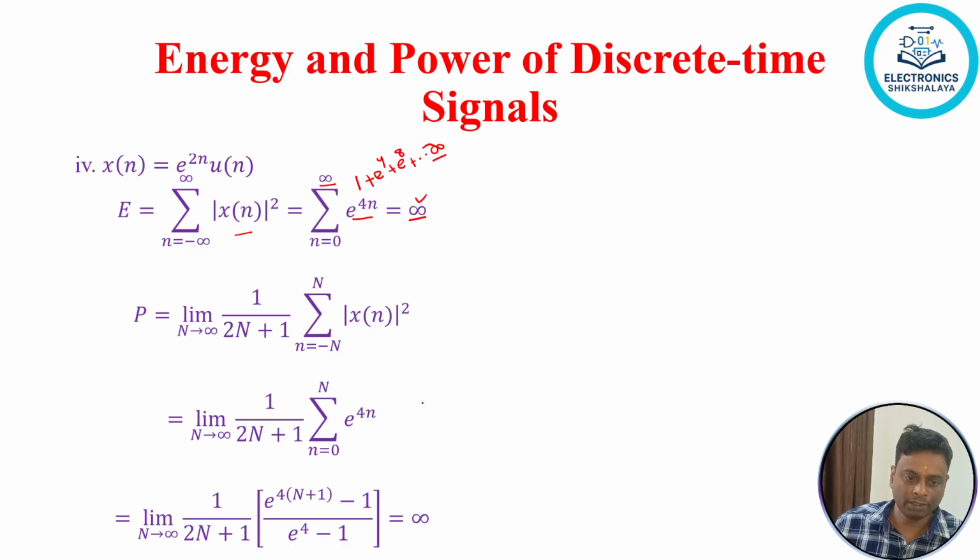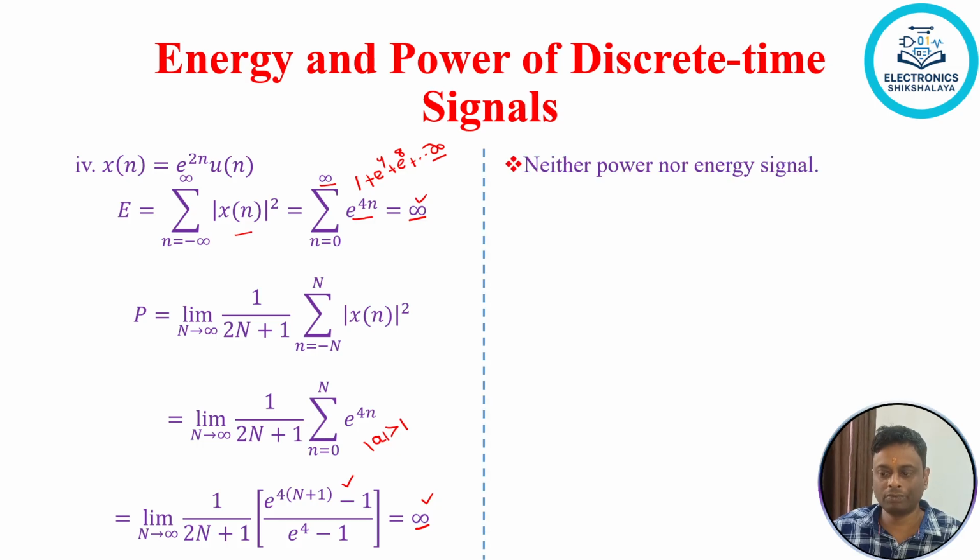We have seen that the formula is this one, so that would be infinity. If we put n equal to infinity, the power equals infinity. This is the finite power series formula, where a is greater than 1, that is why we use this formula. Now if we put n equal to infinity, that would be infinity. So in this case, energy is infinity and power is also infinity. So this signal is neither an energy nor a power signal.